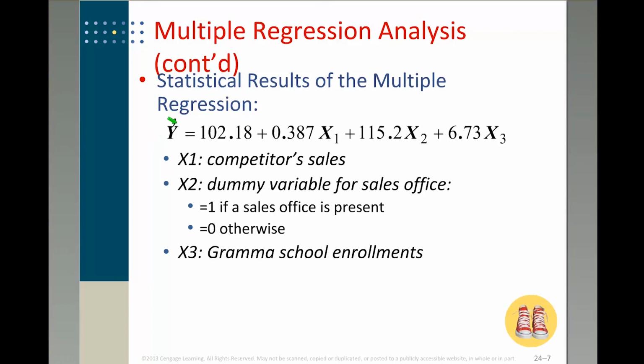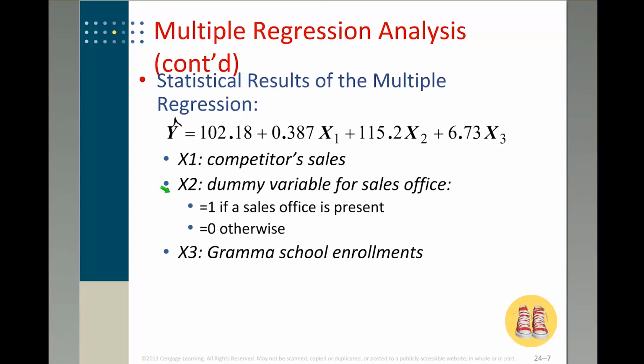Again, this is because when the PPT file is converted, there will be some twists and distortions. So Y hat is equal to 102.18 plus 0.387x1 plus 115.2x2 plus 6.73x3. And here, x1 represents competitive sales. x2 is a dummy variable for sales office. It is equal to 1 if a sales office is present. It is equal to 0 otherwise. And x3 is grammar school enrollment.